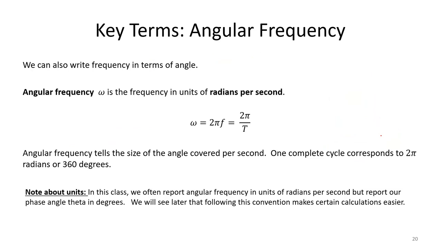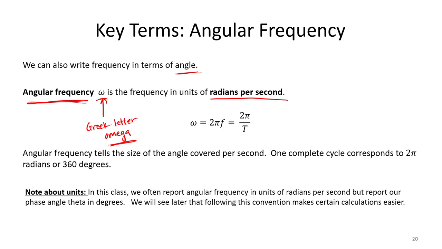All right, another really important term that we'll use is frequency in terms of angle. And so we call angular frequency our frequency written in radians per second. Angular frequency is given the symbol omega. So that's the Greek letter omega. So not W, but omega here.